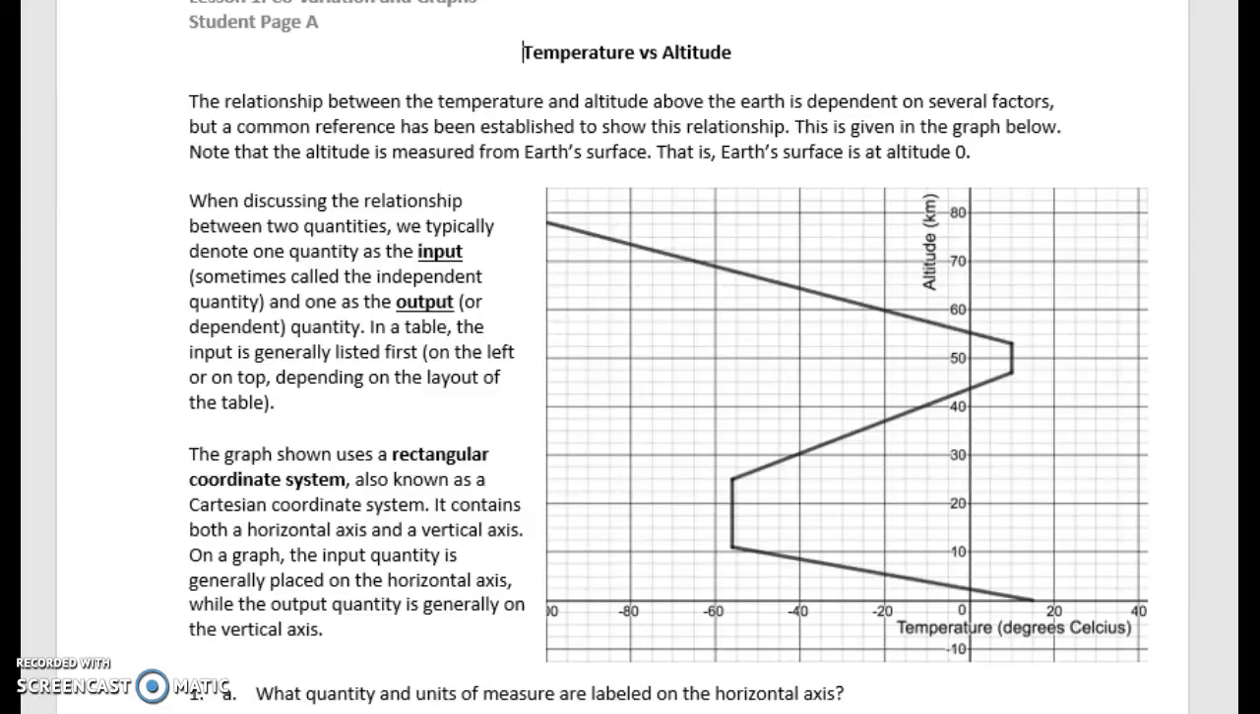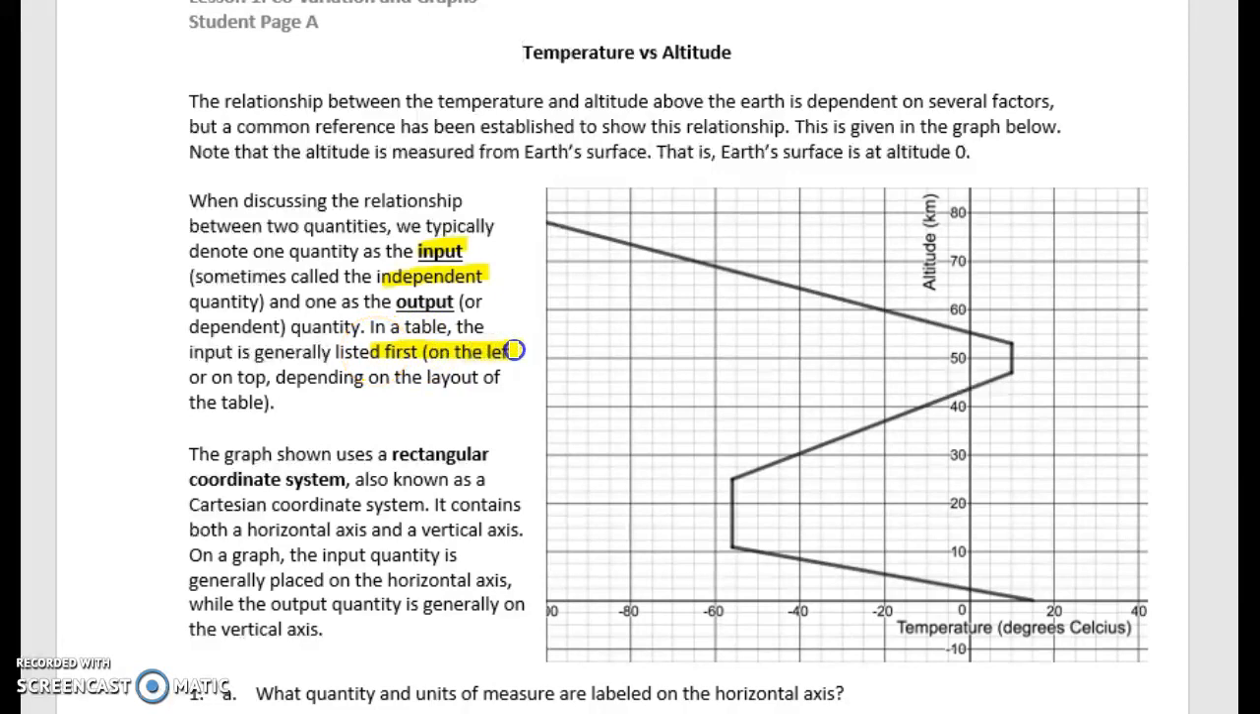Let's go through a couple of these problems from page 1 and page 2 of your student file. And I'll let you read through most of this, but I want to highlight a couple things. So when discussing the relationship between two quantities, we typically denote one quantity as the input, sometimes referred to as the independent. So I'm going to highlight everything that we find as input in yellow, and then the output or dependent quantity. In a table, the input is generally listed first.